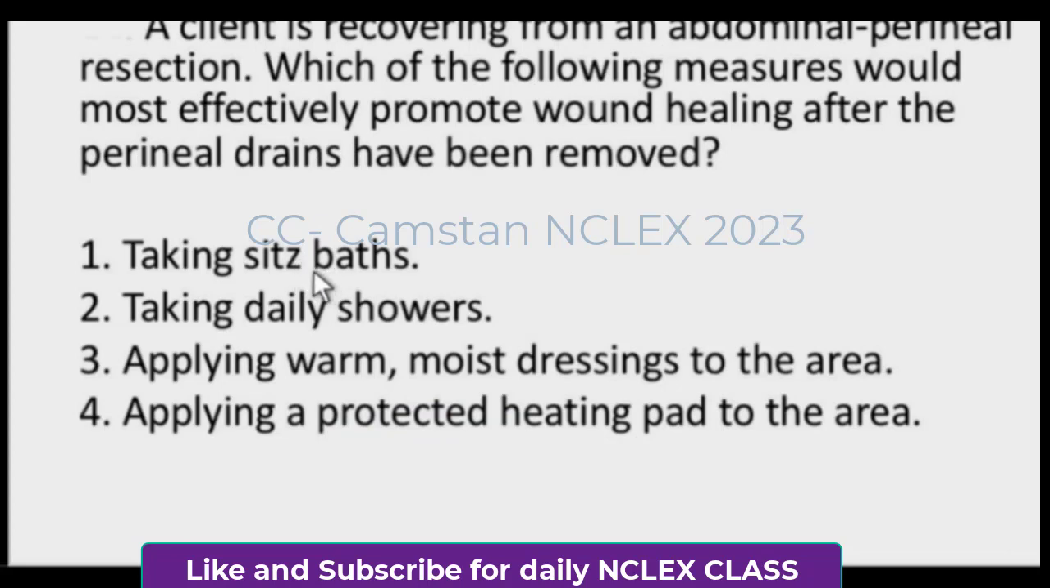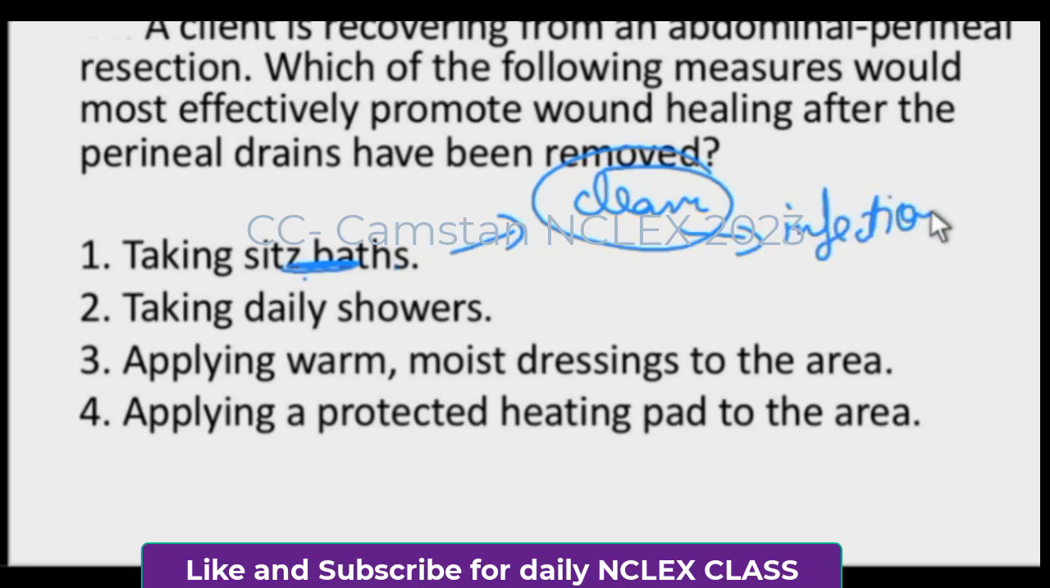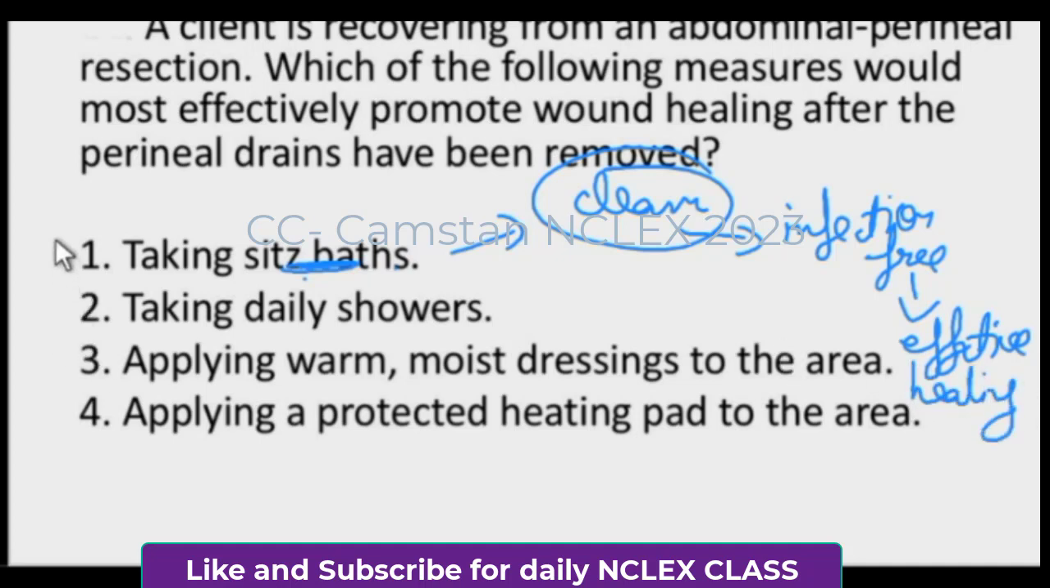Taking sitz bath. Now, what we do in a sitz bath is we can easily wash off the wound, right? So we can clean the wound so that the wound will remain infection free, so that effective healing can take place. So it is a right option so far.